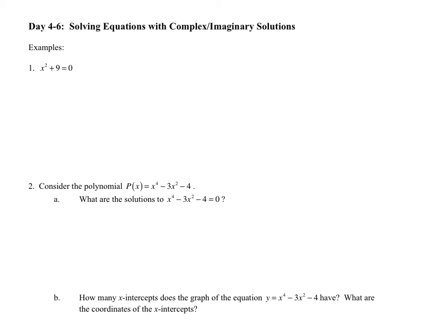Today we're going to solve equations with complex/imaginary solutions. Complex and imaginary mean the same thing. All right, let's take a look at number 1. X squared plus 9 equals 0.